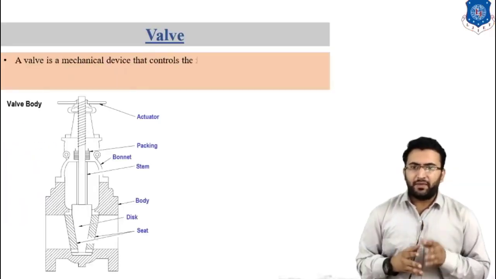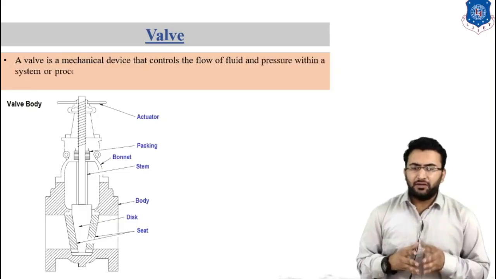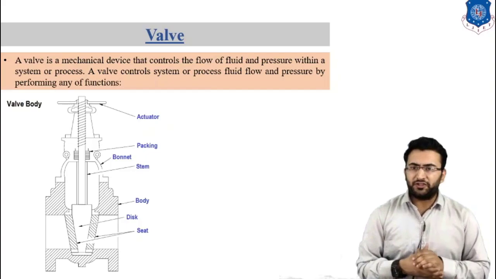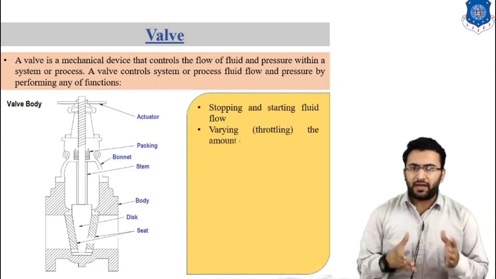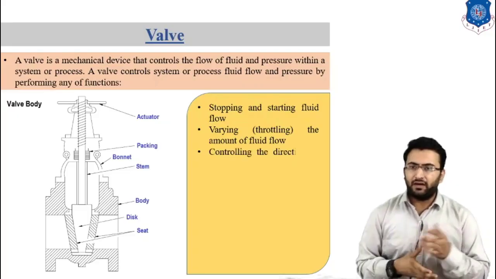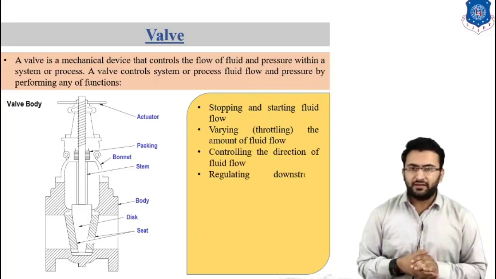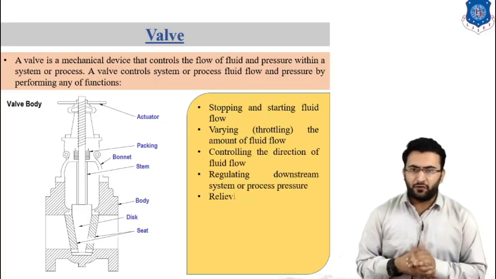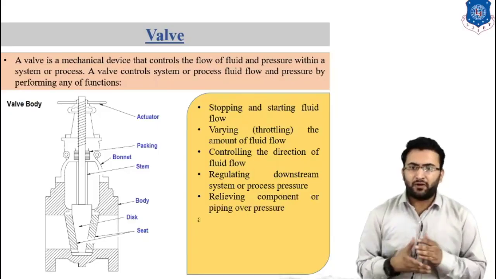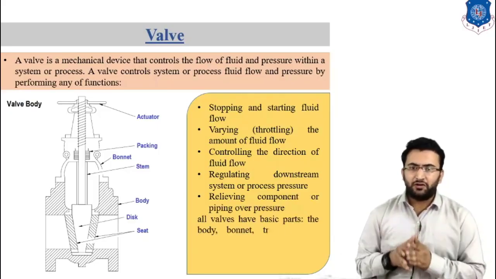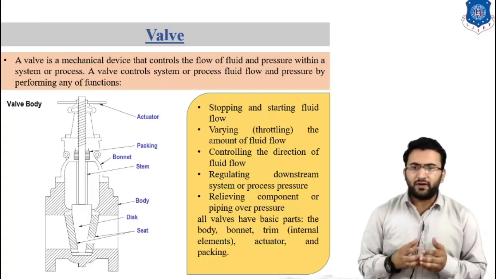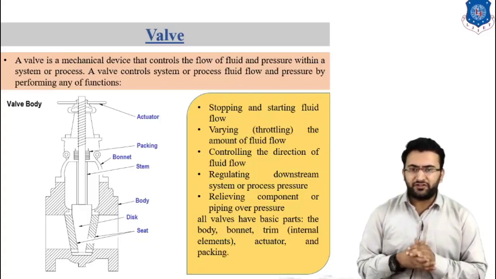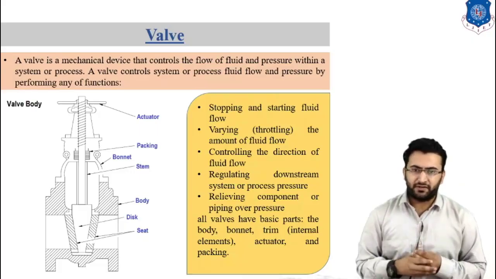A valve is a mechanical device that controls the flow of fluid and pressure within a system or process. A valve controls system or process fluid flow and pressure by performing functions such as stopping and starting fluid flow, changing the amount of fluid flow, controlling the direction of fluid flow, and regulating downstream system or process pressure.